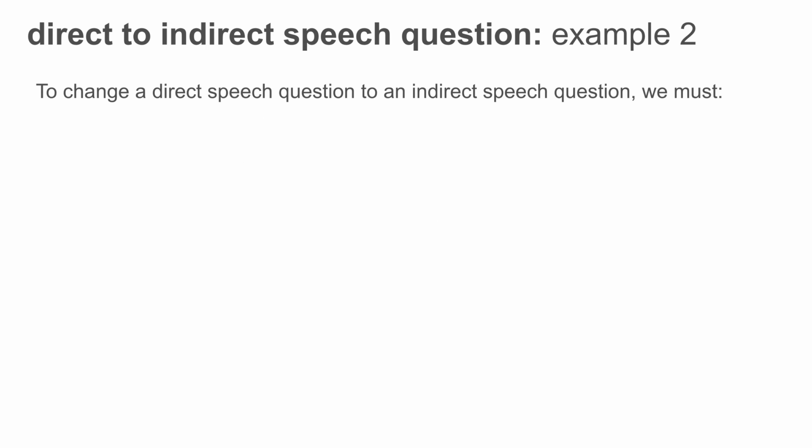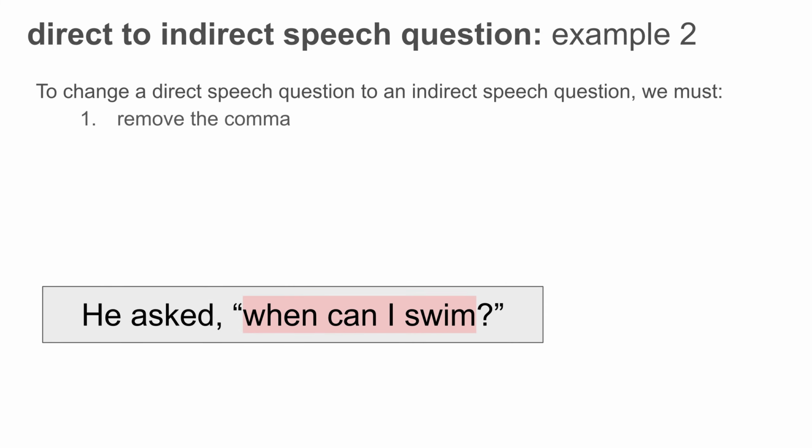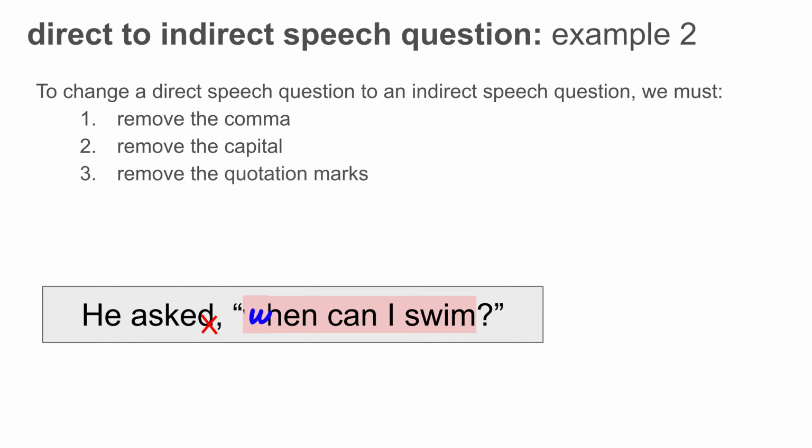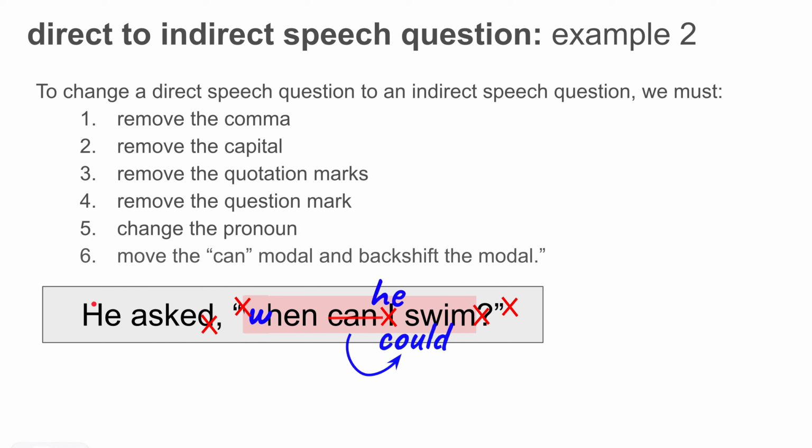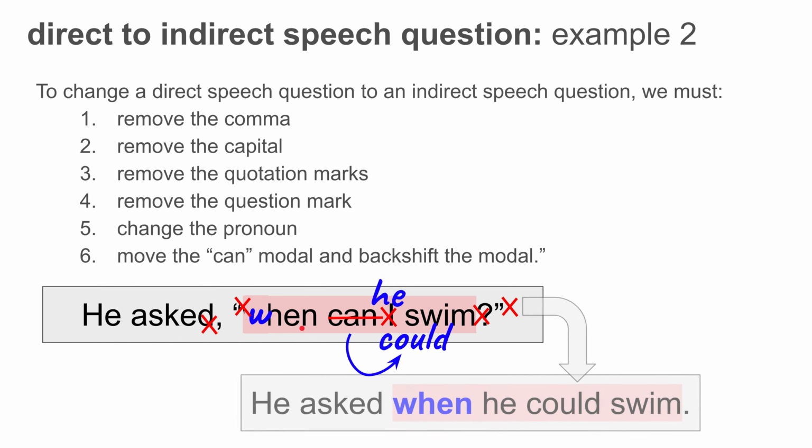Okay, moving forward, let's look at another example. Once again, we remove the comma. We remove the capital. We remove the quotation marks. We remove the question mark. We change the pronoun, if necessary. He asked when I can swim. When can I swim? Here, I is he, so we have to change I to he. And we move the can modal and backshift the modal. So we don't want it in front of the subject, we want it after the subject. And we want to backshift the can to could. And we're left with, he asked when he could swim.